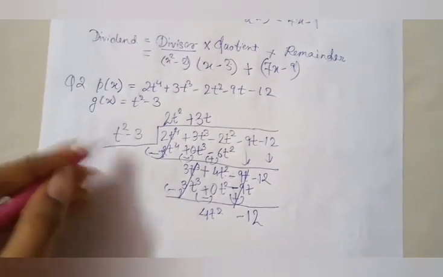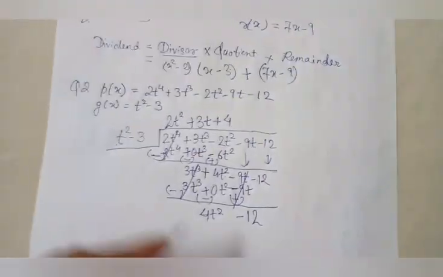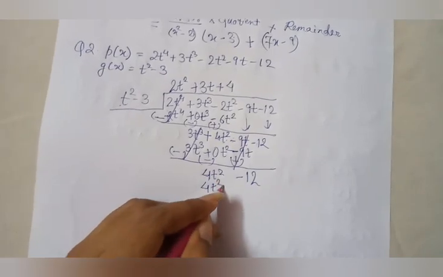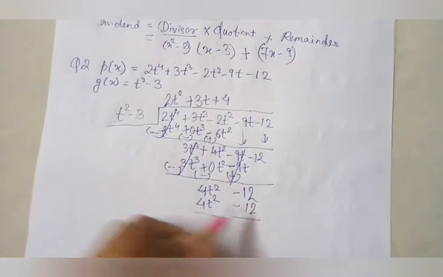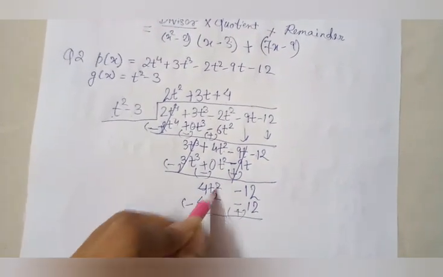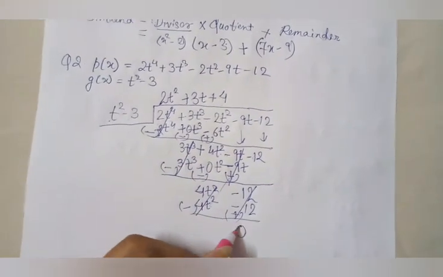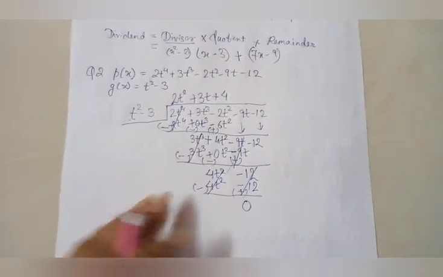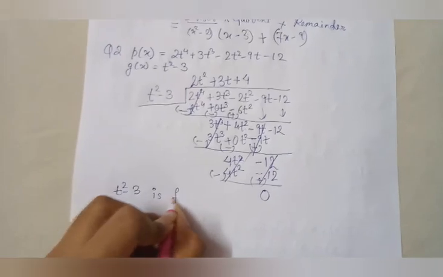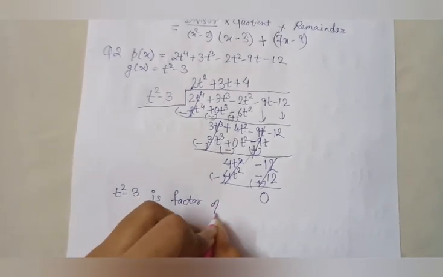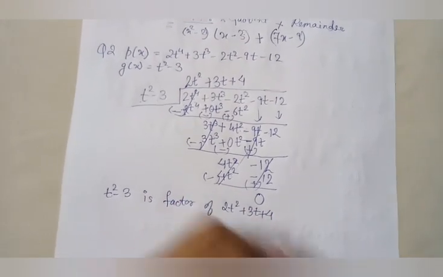So what do we need to multiply with t square? 4. So we'll write plus 4. It will give us 4t square, and minus 3 times 4 will give us minus 12. Now we'll change signs, and we can cancel both terms, as they have opposite signs. So the remainder is 0. So we can say that t square minus 3 is a factor of 2t4 plus 3t cube minus 2t square minus 9t minus 12.